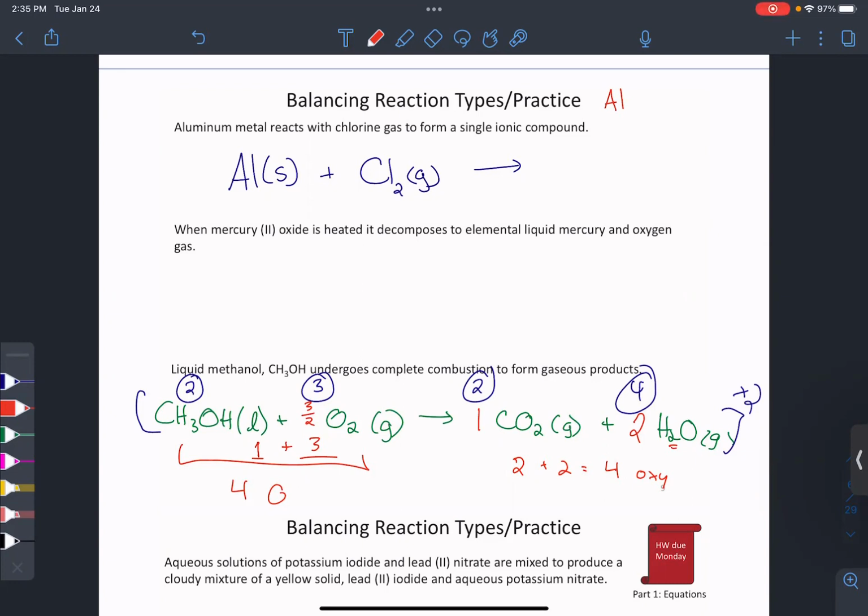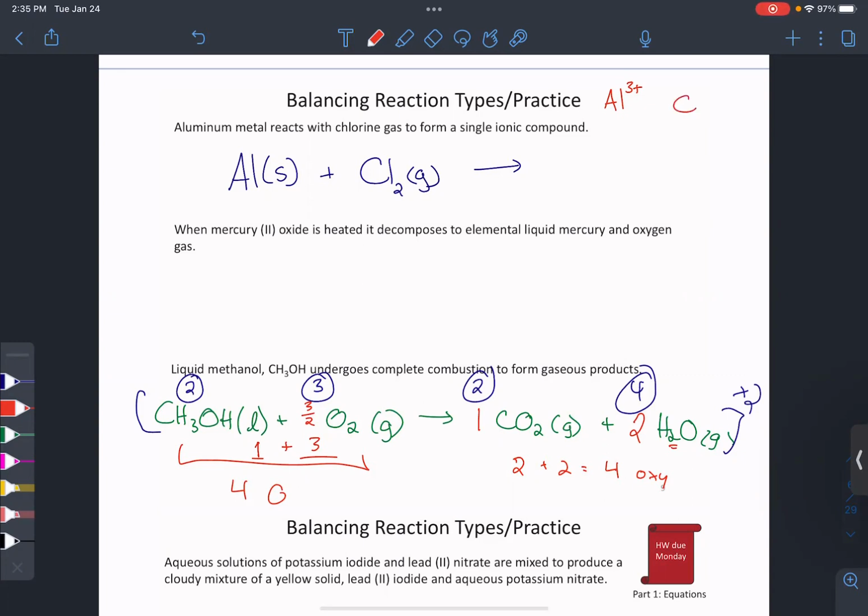Aluminum, what charge? 3+, because it's in group 3. It's a metal, it's in group 3. It's not necessarily something that needs to be memorized, but it's a trend that metals take on their group number charge. What about chlorine as an ion? What charge does it usually adopt?